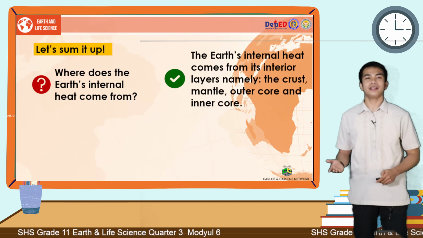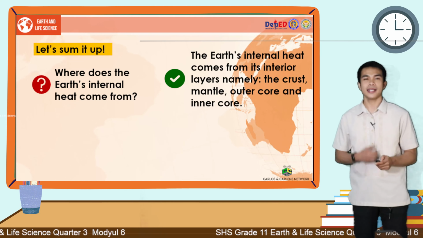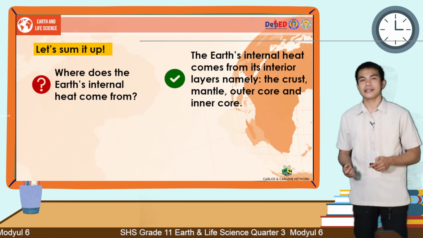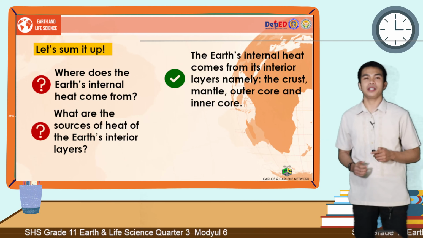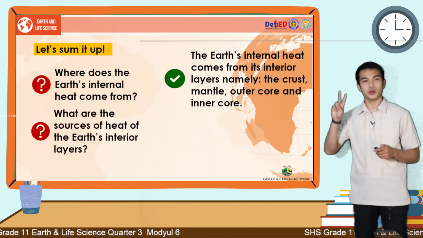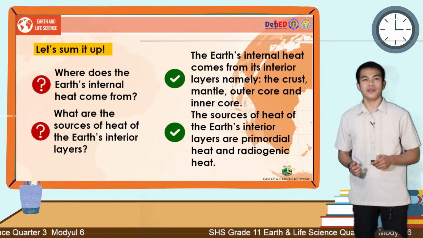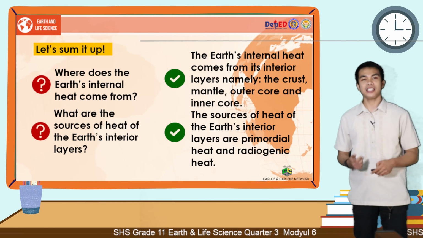Alright, the Earth's internal heat comes from its interior layers, namely the crust, the mantle, the outer core, and the inner core. Second question, what are the sources of heat of the Earth's interior layers? So we have 2 sources. What are those? The sources of heat of the Earth's interior layers are primordial heat and radiogenic heat.